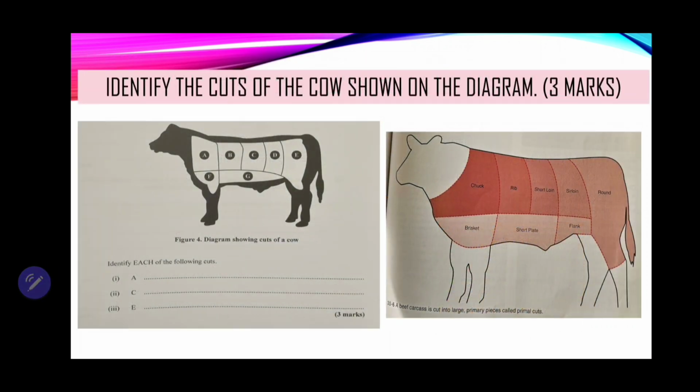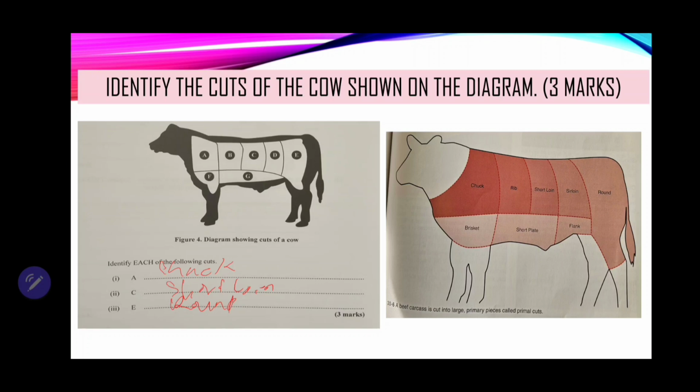Identify the cuts of the cow shown on the diagram. And this question is worth 3 marks, right? Now, this diagram is showing the cuts of cow, and your task is to identify each of the following cuts. So part A, C, and E. Now, as it relates to part A, you have the chuck. Part C is the short loin. And part E would have been the round.